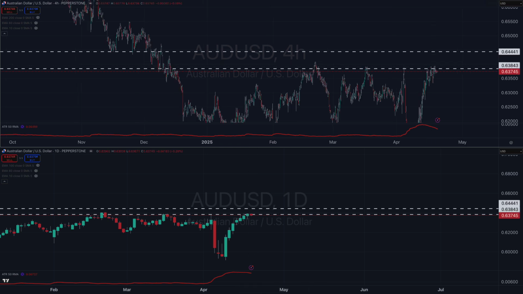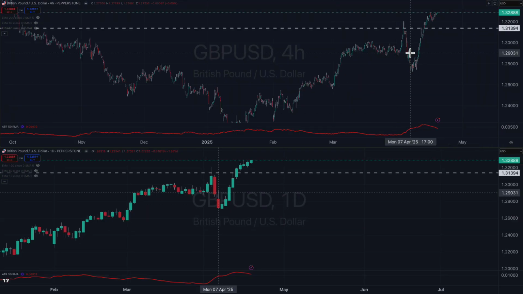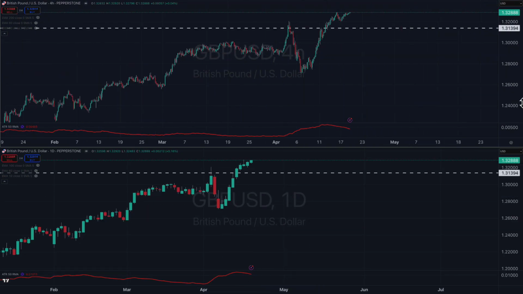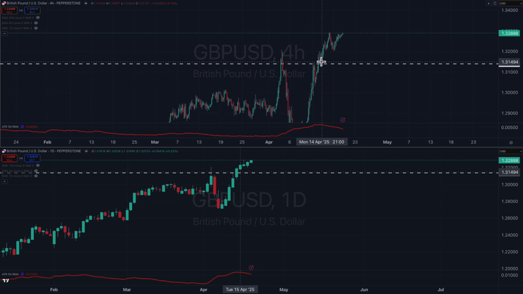Moving on to the next major, which is the pound, not the pound New Zealand, the pound dollar. As we can see here, what we're essentially looking to do is buy the dips. It's the same as we were looking at last week. The market broke through this resistance area over here.